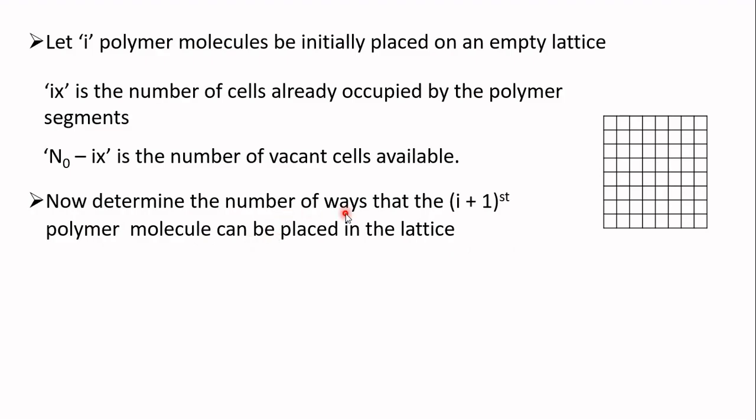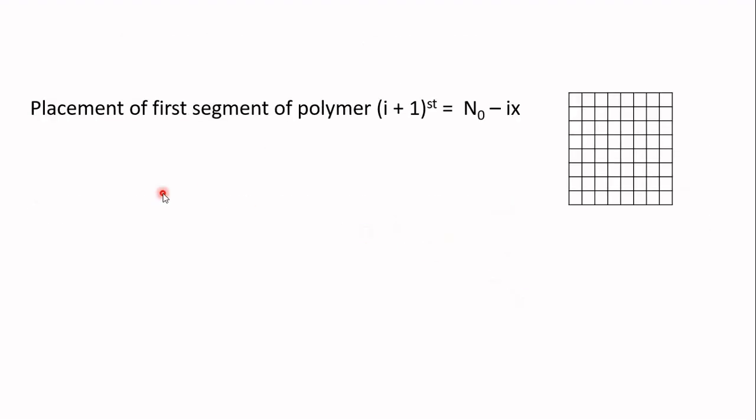Now, determine the number of ways that the i plus first polymer molecule can be placed in the lattice, and it can be done by the successive addition of all the segments of the i plus first polymeric molecule. Let us consider the placement of the first segment of the i plus first polymer. So the number of vacant sites available for this will be N0 minus ix. So the first polymeric segment can be added in N0 minus ix number of vacant sites.